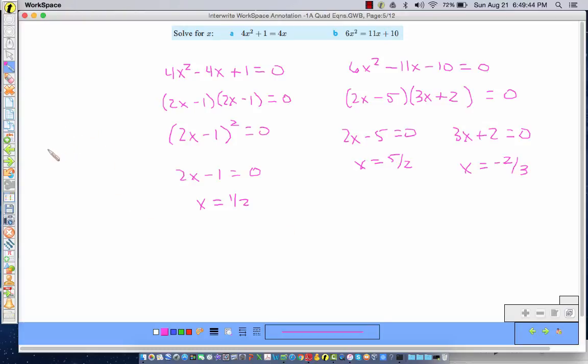2/3. Okay. If you need to know about splitting the middle term, you can Google that, or you can ask me, and I can show you real quick.